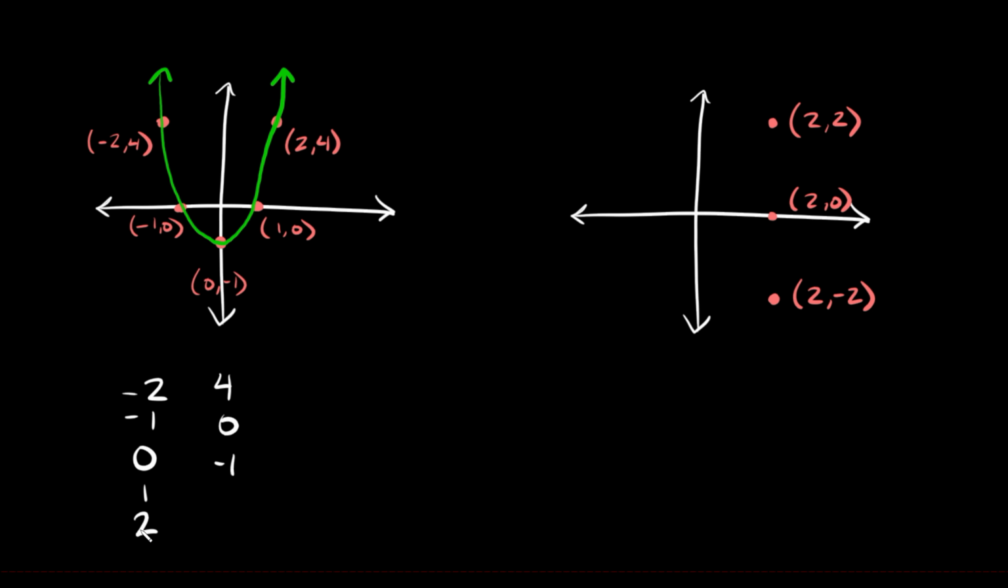Again, we want each different input to be matched up with just a single output. So here we have, first of all, -2, which is matched up with +4. -1 is matched up with 0. 0 is matched up with -1. +1 is matched up with 0, so we also have this going on right there. And lastly, we have 2 matched up with +4.